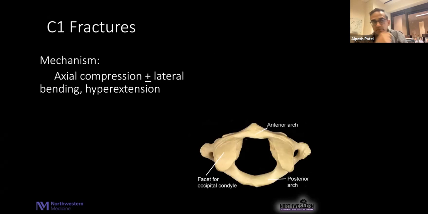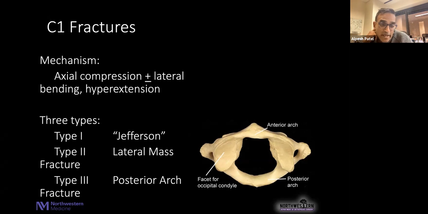So C1 ring injuries, typically we think of these mechanistically as compression fractures. So some kind of axial load to the skull, maybe with varying degrees of lateral bending, flexion or hyperextension that may create fracture planes in different directions. There's 3 types of fractures to think about, and we'll go through these one by one.